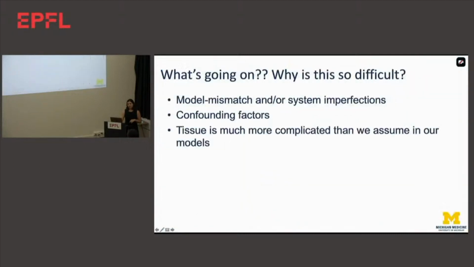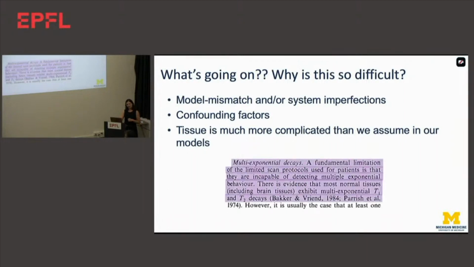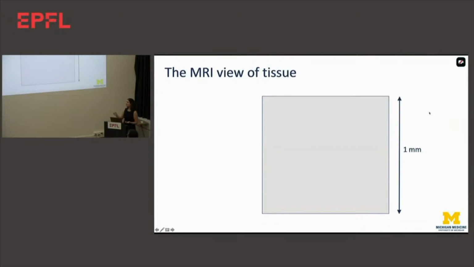What else? Tissue is also way more complicated than we pretend it is as MR physicists or engineers. Again, we knew this in 1987. This paper says that tissues in the brain exhibit not mono-exponential T1 or T2, maybe bi-exponential, maybe even more features. So what's happening here? As a physicist, I like to think of MRI as this giant chunk of tissue with a T1 and a T2 value associated with it. And on the size scales of MRI, this is clearly not going to be the case. If we're talking about a voxel that's a millimeter by a millimeter, my simple physics view is completely wrong.